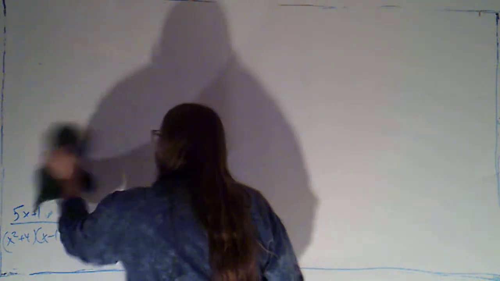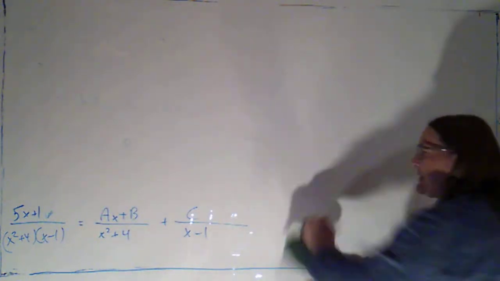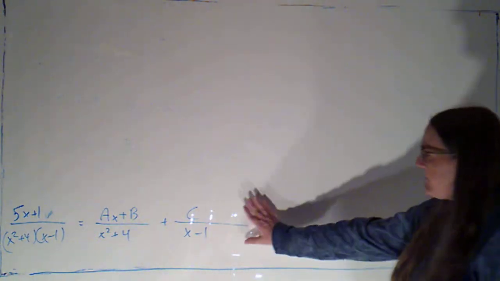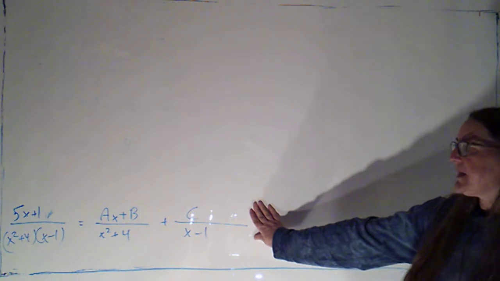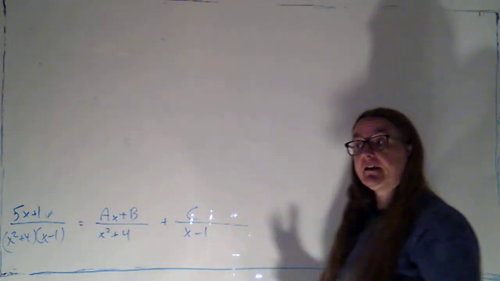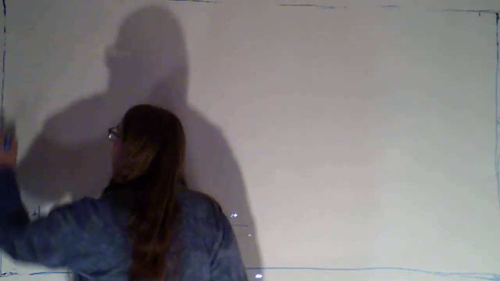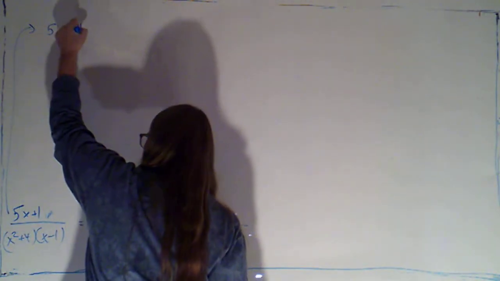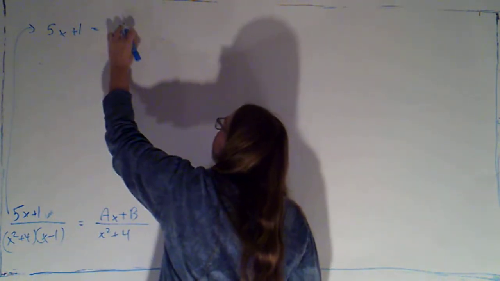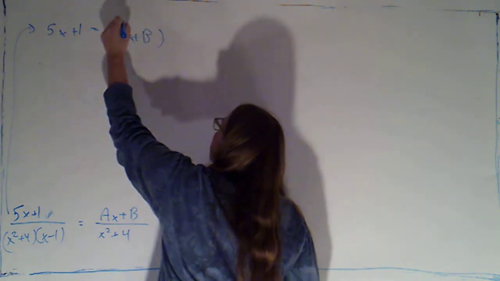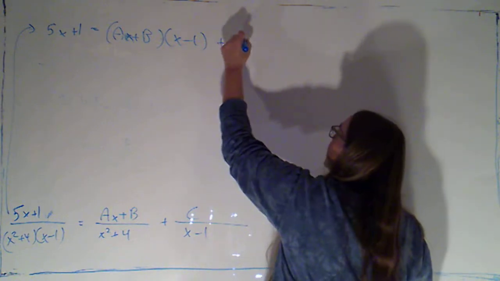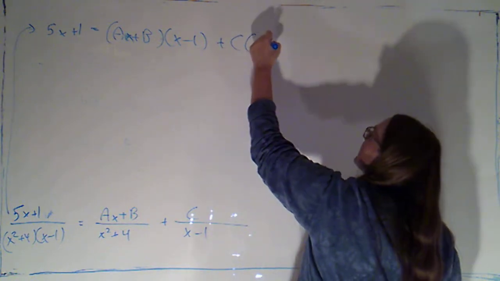Okay. So what I often do, and I'm going to just illustrate with this example, is I will often mix the two techniques. So if I have this, and I'm trying to solve for a, b, and c, first thing I would do is multiply by the least common denominator to clear all of those denominators. So when I do that, I'm going to get 5x plus 1 equals, here the x squared plus 4 will cancel, but I'll have ax plus b being multiplied by x minus 1. And here the x minus 1 will cancel, but I'll have c times x squared plus 4.